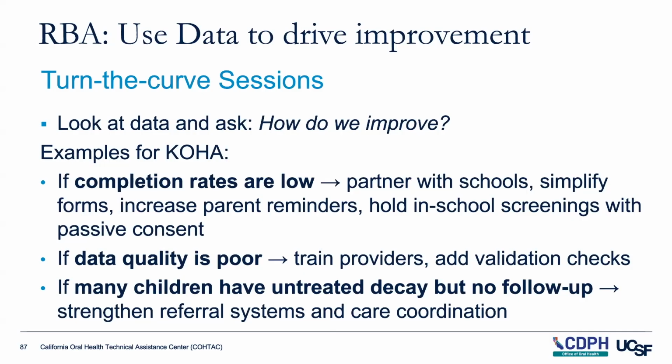If the data quality is poor, if the forms are having errors, you might want to work on training providers or adding validation checks along the way. And then if we have issues with follow-up, you want to strengthen your referral systems and care coordination. It can be really overwhelming to do all of these at once. And so breaking it down into pieces helps us identify and prioritize. Let's focus on one part first, and then we can slowly add to it as we gain success in that area. Next slide.